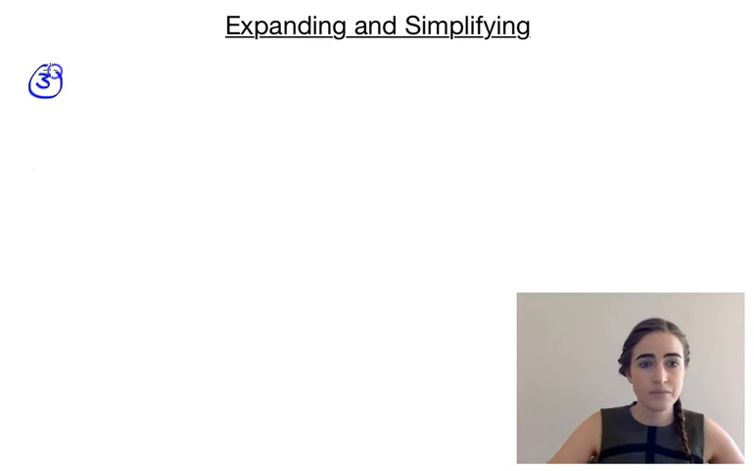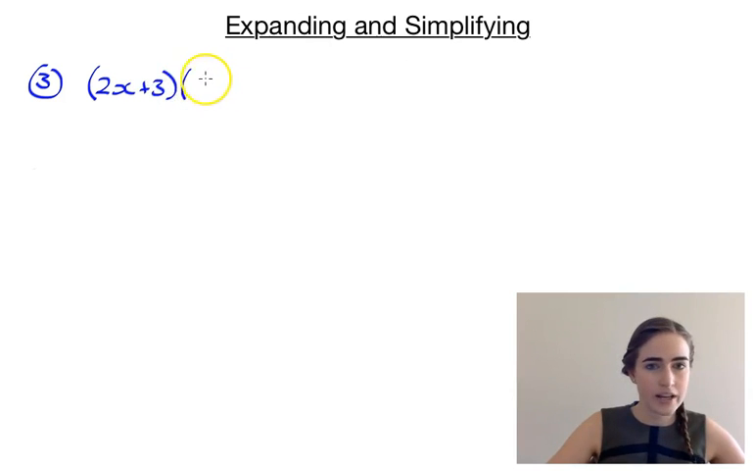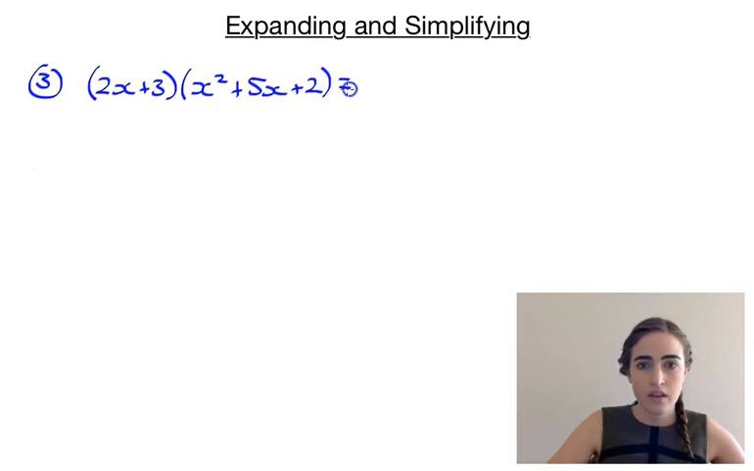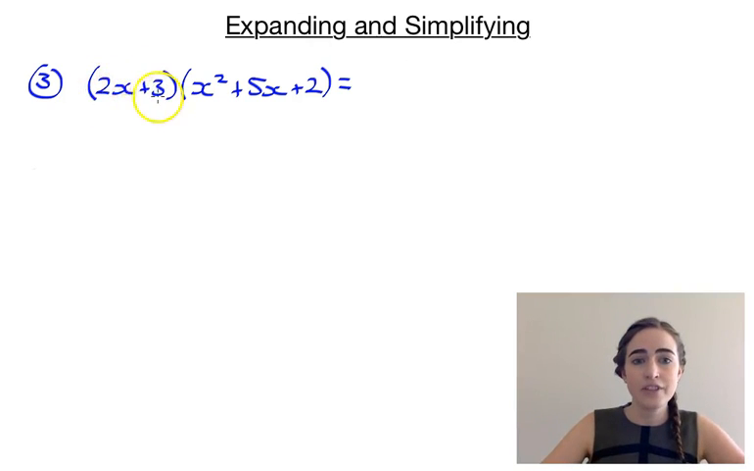Our third example is going to have two sets of brackets. We're going to have 2x plus 3, and then we're going to have x squared plus 5x plus 2. Okay, so we're going to have to multiply everything in this first bracket by everything in the second bracket.